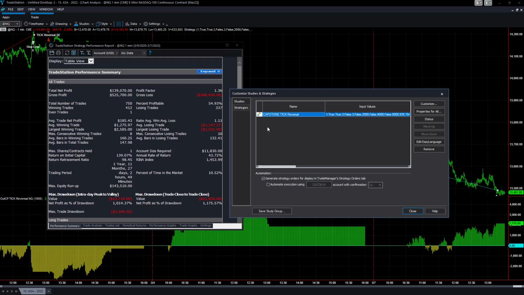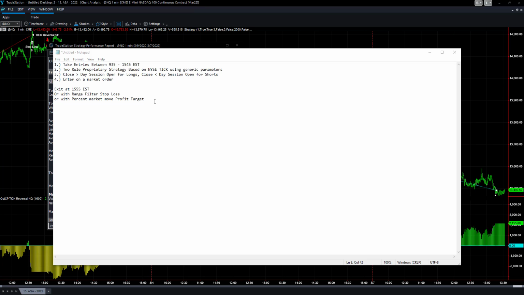Now we go over a little bit of how the strategy works. So here is a very simple setup. This is how this strategy works in general. I have two proprietary rules that I don't disclose, but we take entries between 9:35 and 15:45 most of the day, so we can take an entry up to 10 minutes before we exit the position, and 5 minutes after the market opens for the day session.